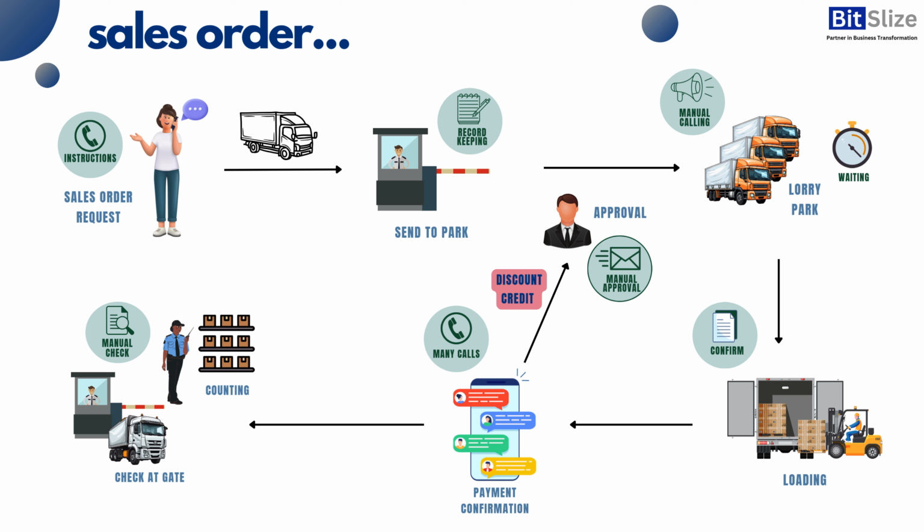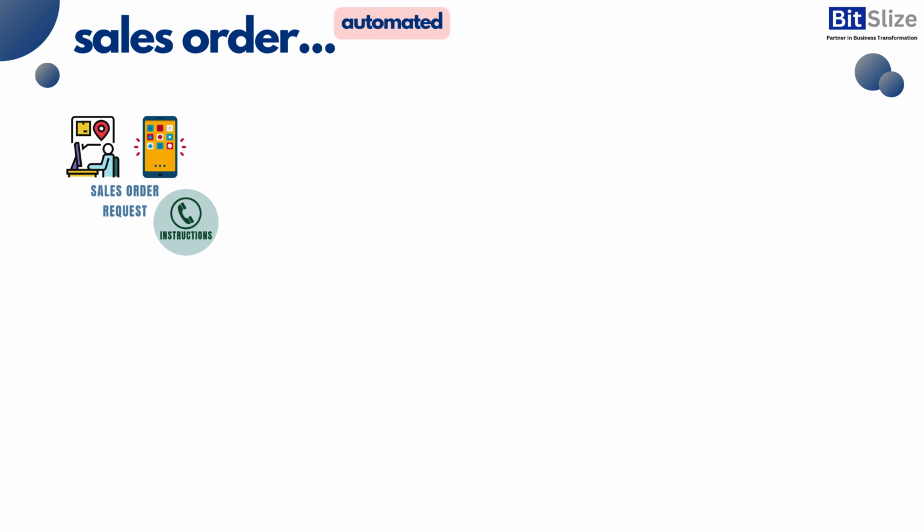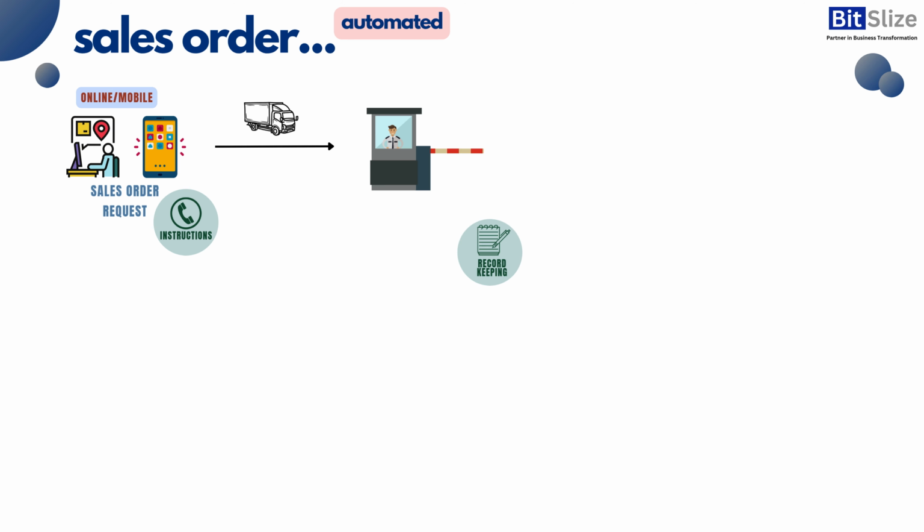To eliminate inefficiencies and fraud, we introduce business process automation. In the new system, the customer places the order digitally via mobile or online, eliminating the need for a sales agent. Even ordering through WhatsApp can be enabled. Upon arrival, the lorry driver presents a QR code which includes order details. The security officer scans the QR code and verifies the order instantly.